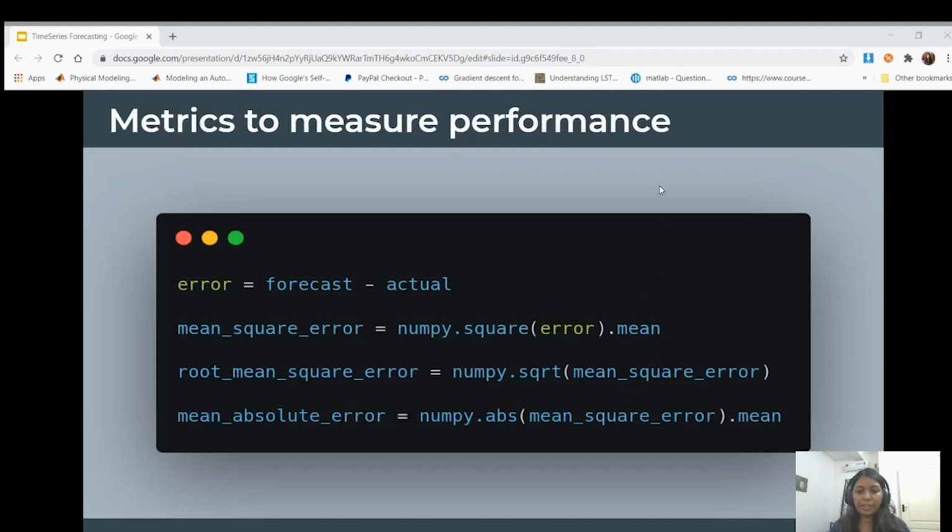Now we will talk about the metrics of performance. On what basis will we decide which algorithm is performing well? There could be many metrics. They are called error first, which is forecast minus actual. Then you can use mean square error, absolute error, each having its own formula. We are going to use RMSE. RMSE, or root mean square error, is a quadratic scoring rule that also measures the average magnitude of the error. It's the square root of the average of the squared differences between the prediction and actual observation.